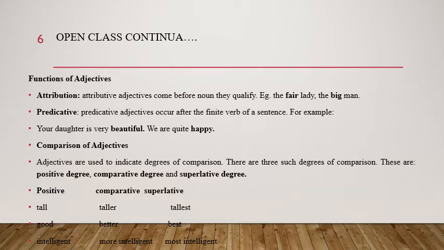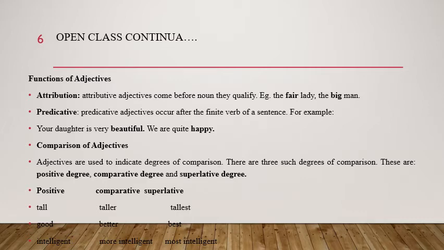Now, for the functions of adjectives, they have various different functions. Attributive adjectives come before the noun they qualify. For example, the fair lady, the big man. Predicative, as the name implies, occur after the finite verb of a sentence. For example, your daughter is very beautiful. We are quite happy.